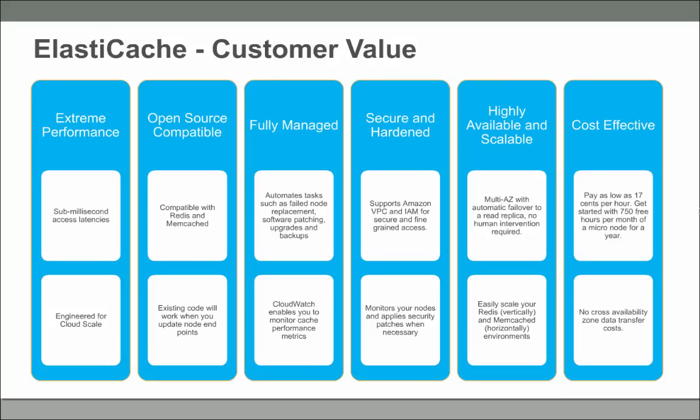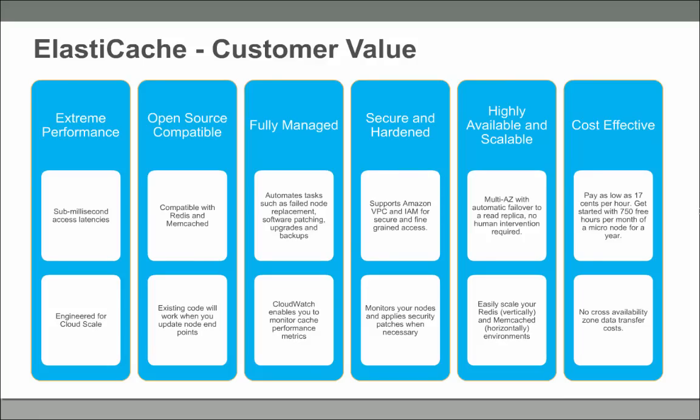Fourth one is security. Security is always the number one priority in AWS, and in that sense, ElastiCache is no different. Both in terms of securing access to your data through things like Amazon Virtual Private Cloud, VPC, and IAM, and also monitoring your node and applying any security patches whenever it's necessary.